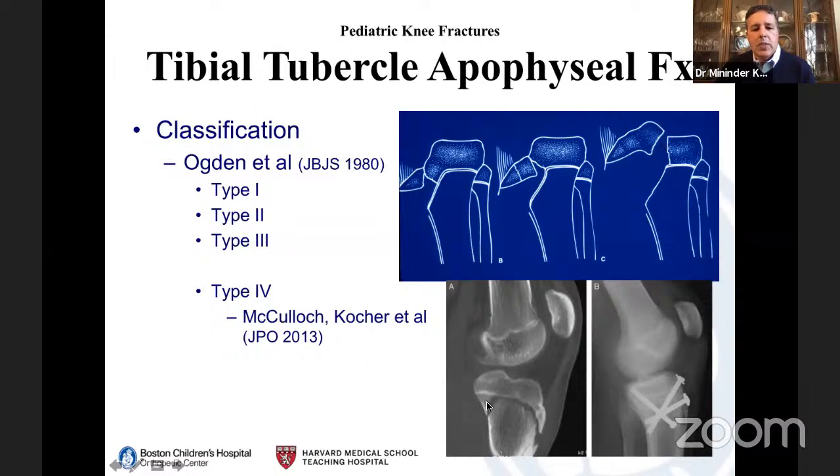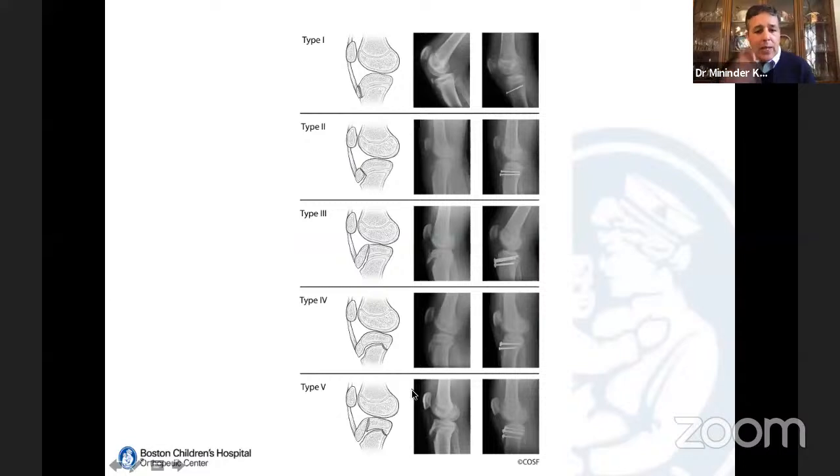We describe this type 4 fracture that goes through the apophysis across the physis and then back out the metaphysis posteriorly. So that's the type 4 fracture. And then a type 5 fracture has been added, which does both. So it goes through the apophysis across the tibial physis, out the back like a type 4 injury, but then also has a component that splits into the joint.